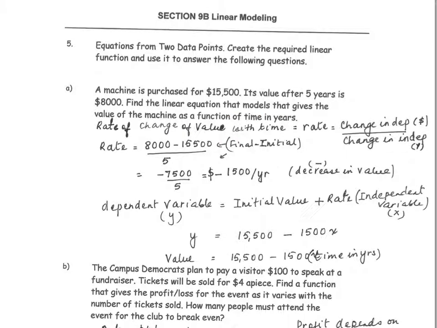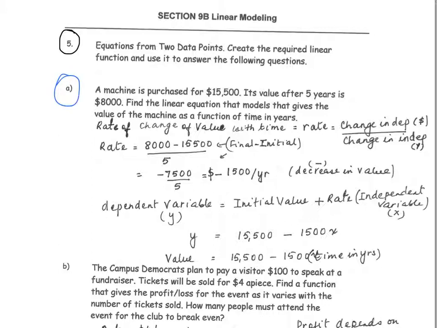We continue with some more problems in section 9b related to linear modeling. Now you've seen probably in algebra that given certain information about a straight line, we can set up the equation of the straight line. And that's exactly what we're going to do here. So look at problem part A.